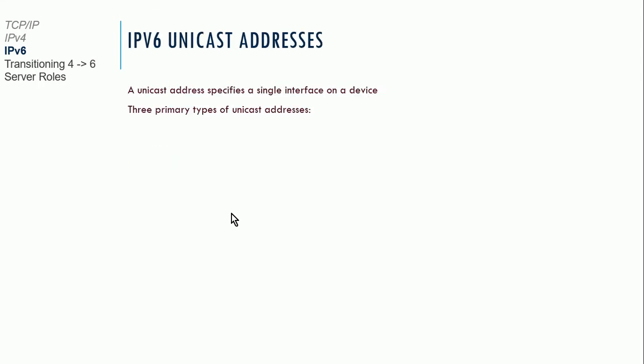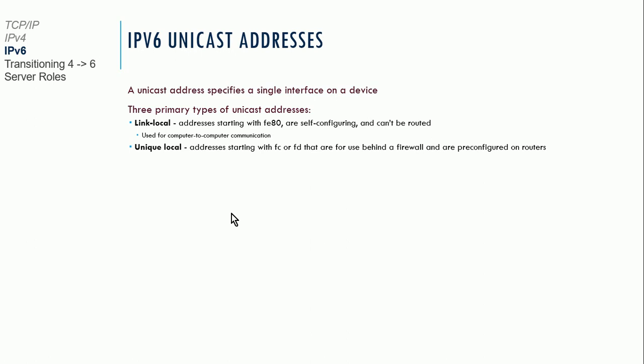So a unicast address, just like in IPv4, is a specific interface on a device. There are 3 primary types, though. Unlike IPv4, we have 3 different types. We have a link local address, which is used for computer-to-computer communication. You have unique local. I'm sorry, I misspoke there. The link local is for computer-to-computer, not a local loopback.